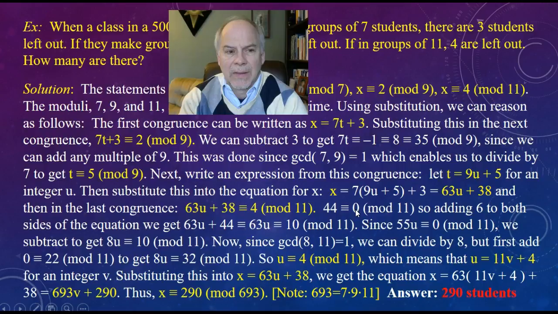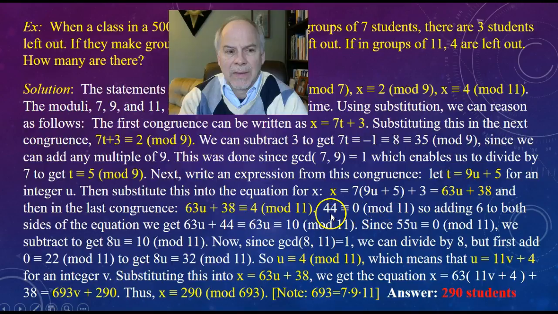Now, there's various ways that this can be done. I could subtract 38 from both sides, and I'd have negative 34 on the right side, and then I'd just add a bunch of the mod multiples. But I chose to do it this way.